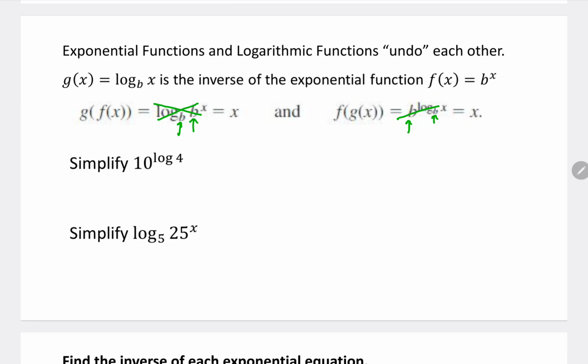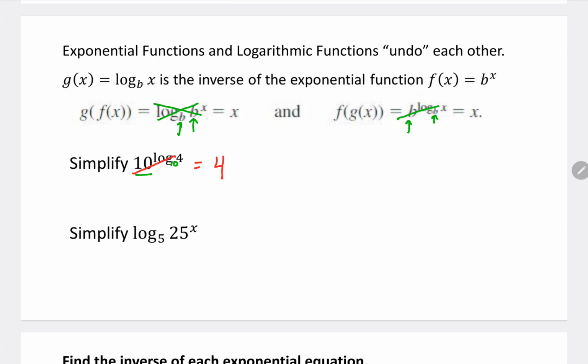So here's a better example with some actual numbers. We have a base 10 to the power of log base 10. Remember, if there's no base there, there's an invisible 10, of 4. Well, because these are inverses of each other, this base 10 cancels out with the log base 10, and so our answer would just be 4.